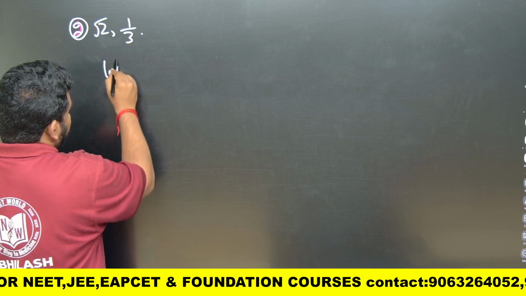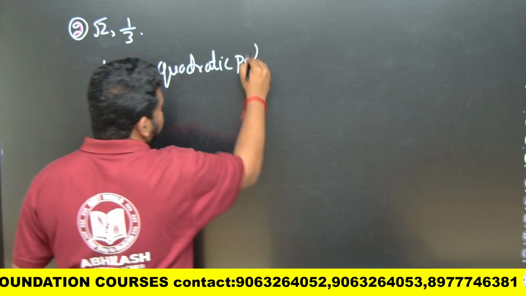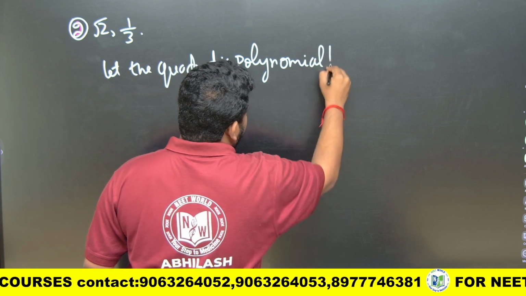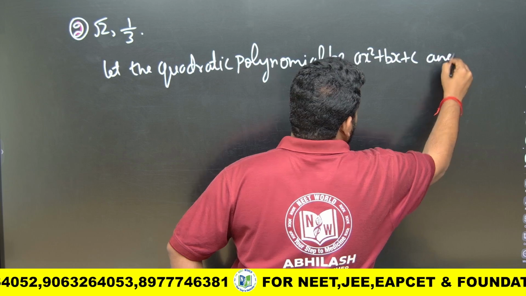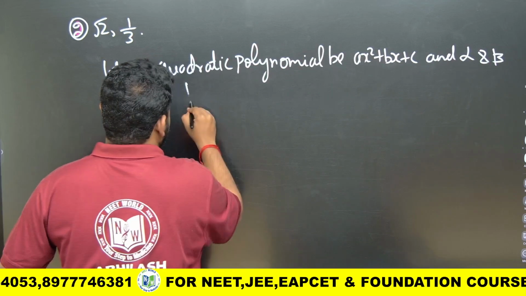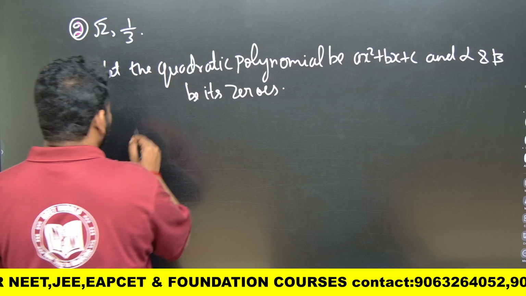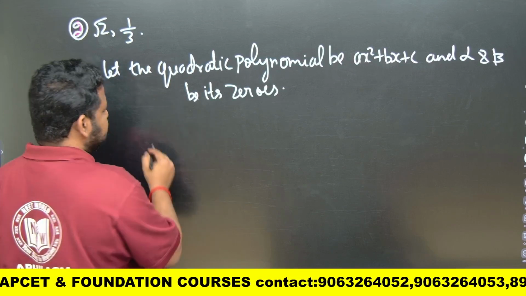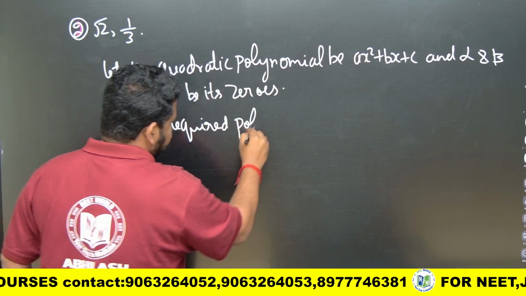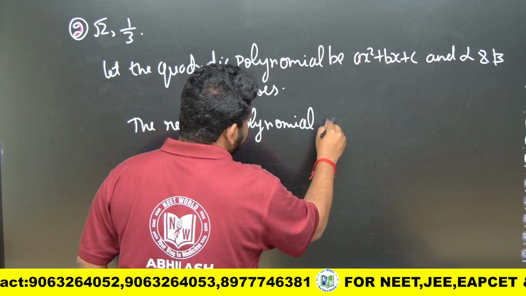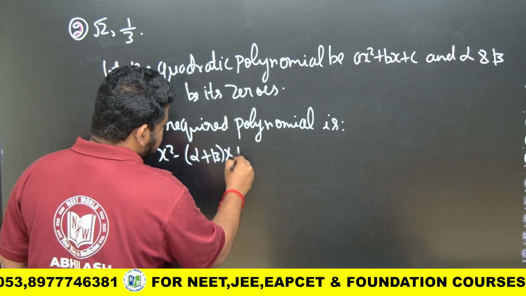We have to write, for every question you have to write all these steps: let the quadratic polynomial be ax square plus bx plus c, and alpha and beta be its zeros. Now they are asking us to find the polynomial when the sum and product of the zeros are given. Therefore, the required polynomial is x square minus (alpha plus beta) x plus alpha beta.